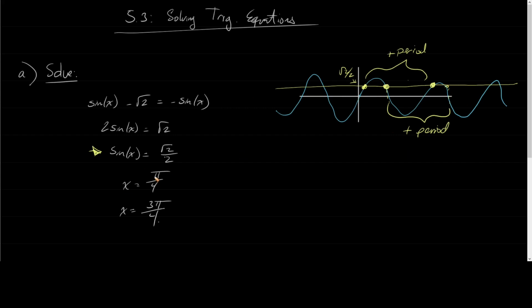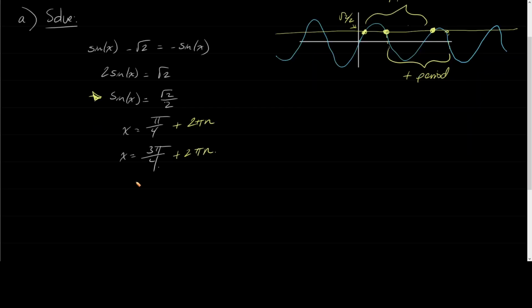So for this solution, for x equal to pi over 4, there's going to be pi over 4 plus 2 pi n, because we're adding the period of sine. And over here for 3 pi over 4, we're again going to say plus 2 pi n, because we're again adding the period of sine. So we need to account for that in our solutions here. All right, let's do another one.